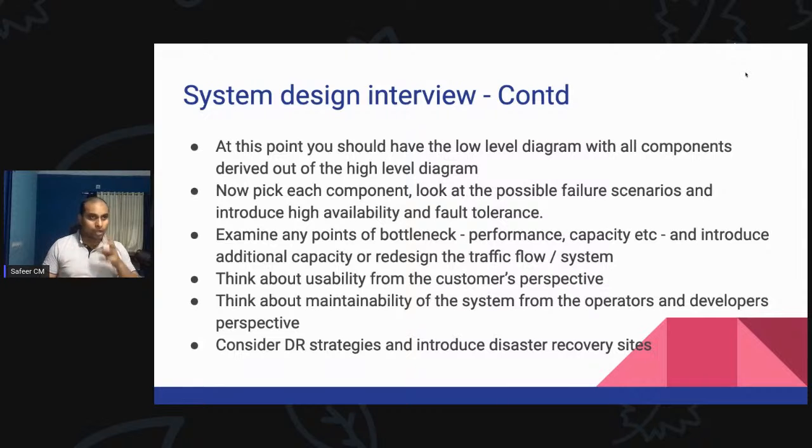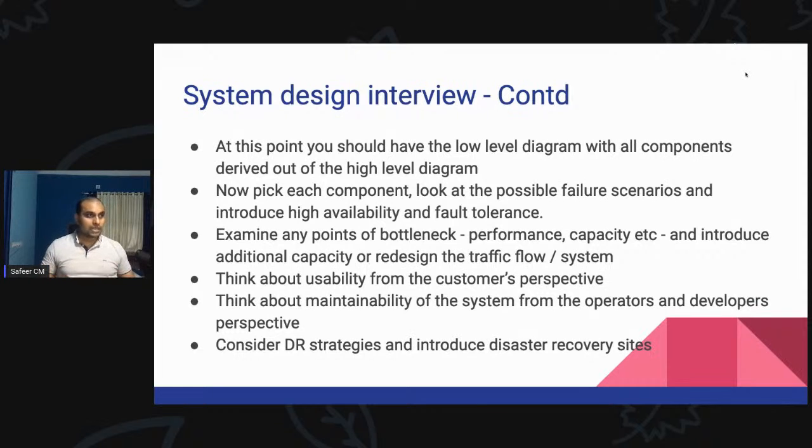So at this point, you will have a low-level diagram with all the components derived from the high-level diagram. Now that you have this whole system, start picking each component and look at where these systems could fail. You have added an RDBMS. How do you know that this is fault tolerant? Introduce a slave, so active-passive mode. The secondary system that you add is called a slave. You could have a master-slave MySQL system, or any RDBMS system. That is the way you look at failure scenarios and introduce high availability and fault tolerance.